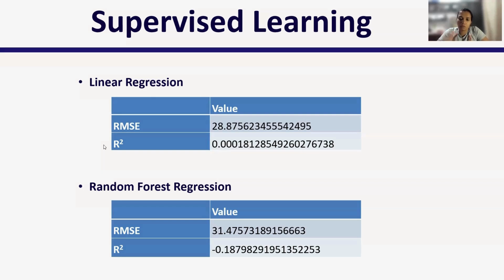So from these two results, the final conclusion I can give is this: neither model is performing well on this data set. Both the RMSE values and the R squared values are very close to zero or even negative. We can indicate that these models are not able to capture any meaningful pattern in the data.